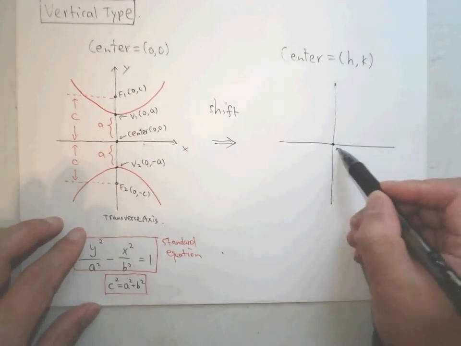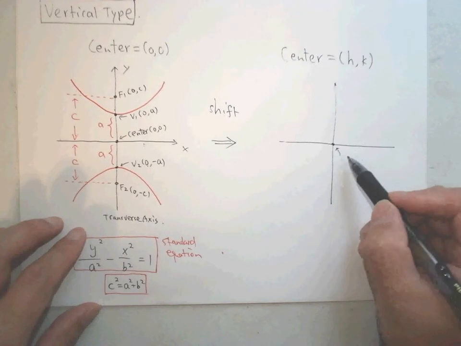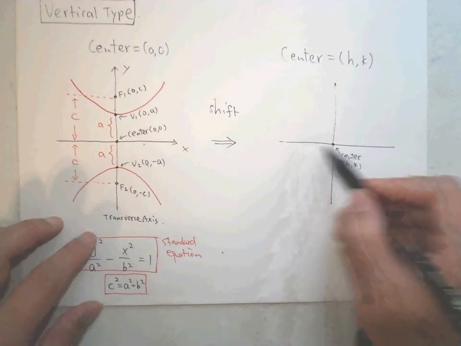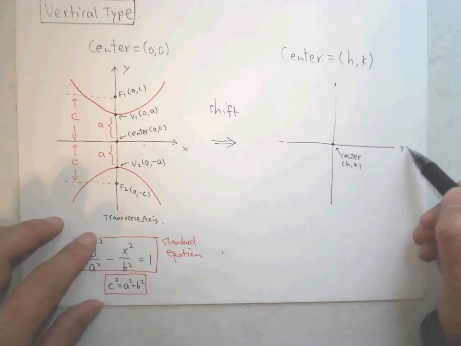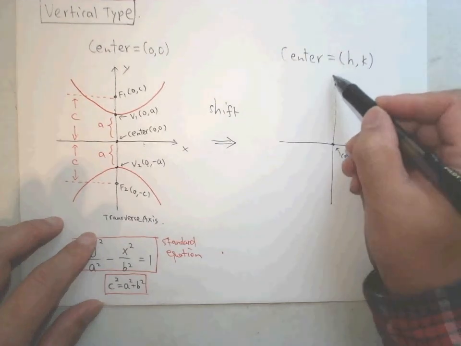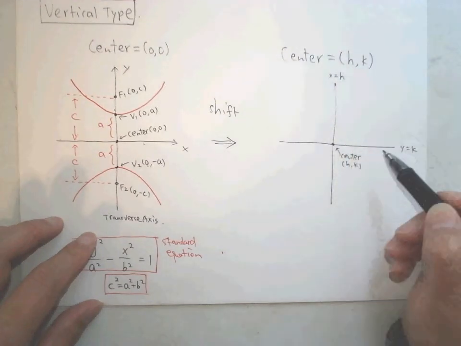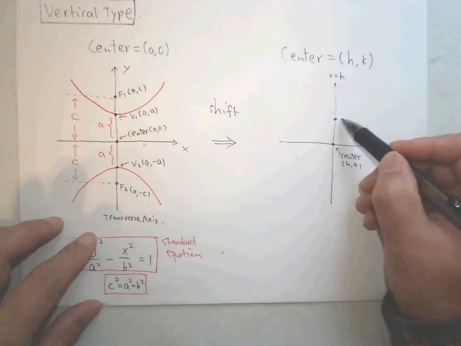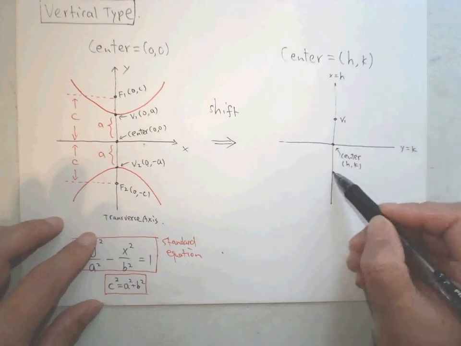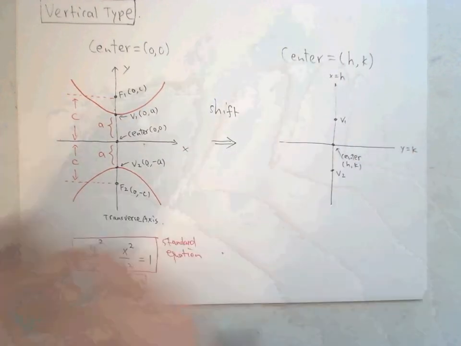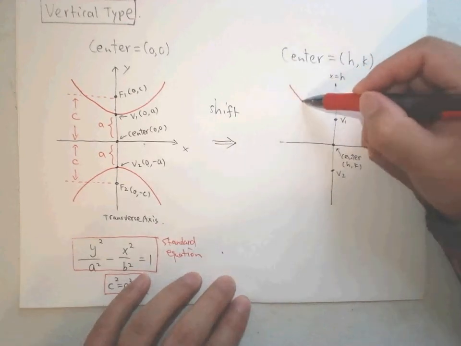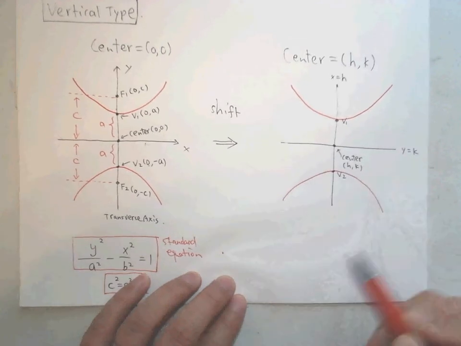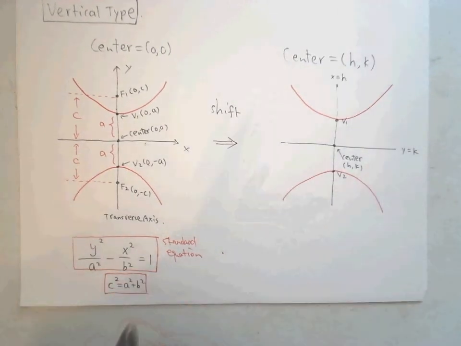If I put the center here, so what do we say? The center is (h, k), right? And this is one axis, so y equals k. This is no longer y, it should be x equals h. And the same, it opens up and down. So I get v1 and v2. I draw the graph first. The first branch opens up, the second branch opens down, and you see this hyperbola is very symmetric.